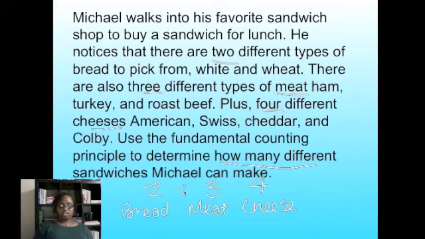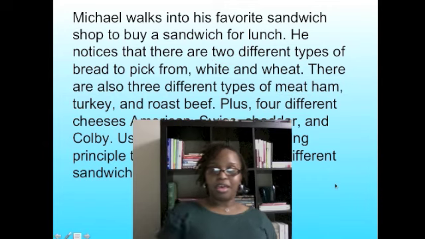And so all we're going to do is multiply. 2 times 3 is 6. 6 times 4 equals 24 different sandwiches that Michael can make. 24. All right. So that was much quicker, right, than making a tree diagram or table or list. And so you just want to make sure you pay attention. What is the problem asking you? Does it want all the possible outcomes, or does it just ask for how many? If it just asks how many possible outcomes, you can use the fundamental counting principle as a shortcut. All right?